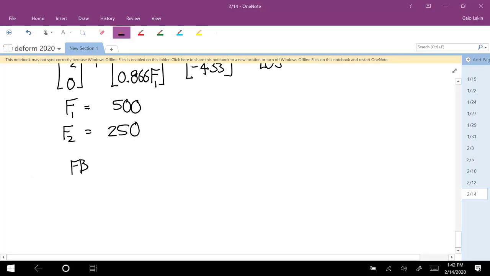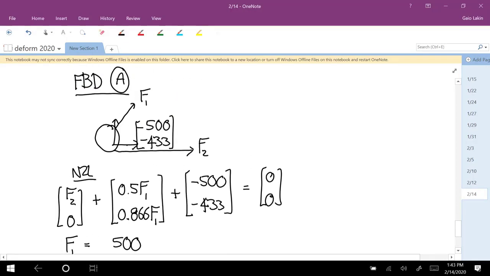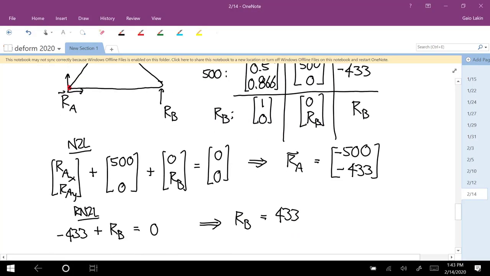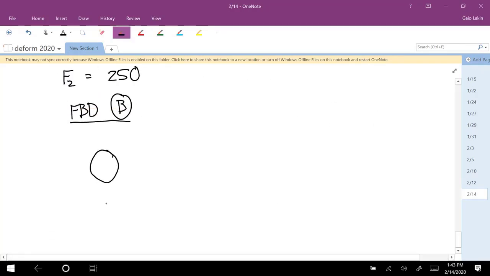So now I'm going to do a free body diagram of the pin at B. The forces acting on B are the reaction RB, that's 433 acting up. There's the force applied by member 2, that's a tension value of 250. And then there's this unknown force F3, but we know the direction.